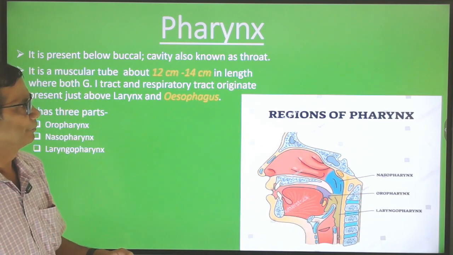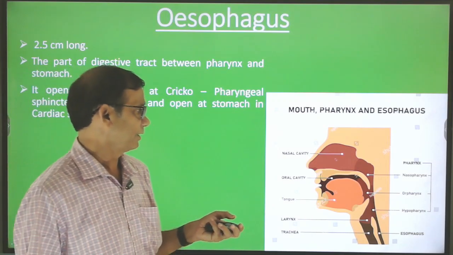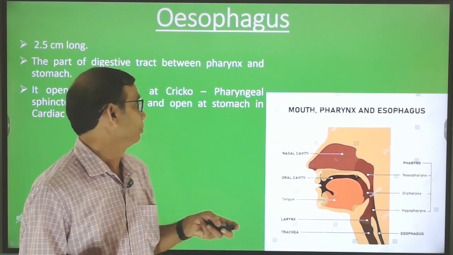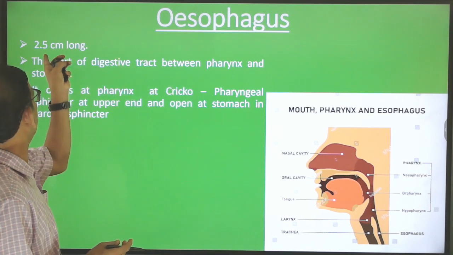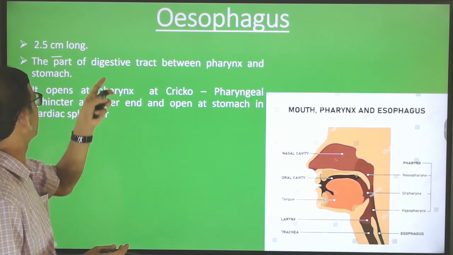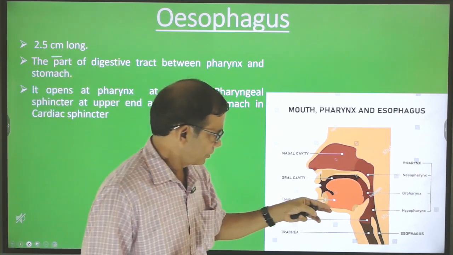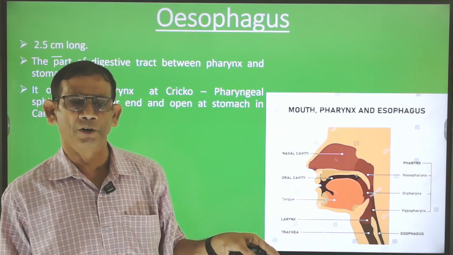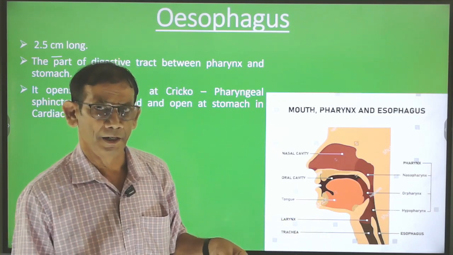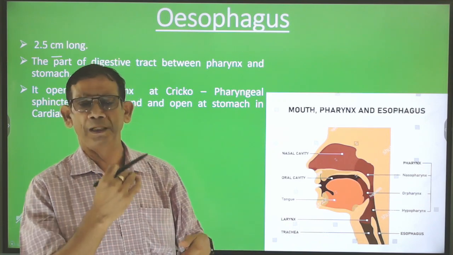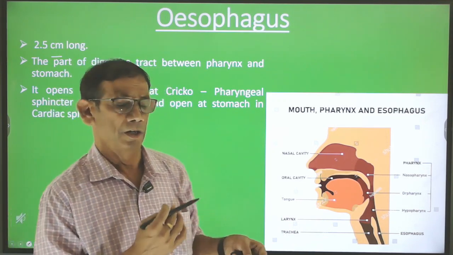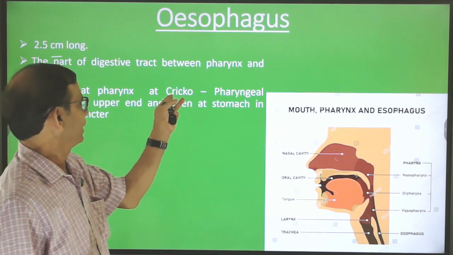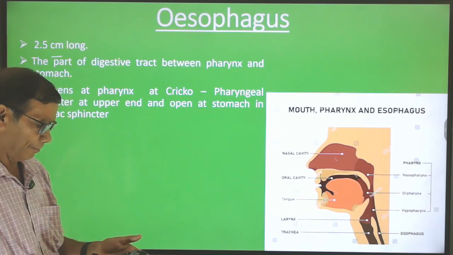Next one is the esophagus. What is the esophagus? Just below the pharynx, there is a small tube which is about 2.5 centimeter long, which opens into the stomach by a valve or sphincter called the cardiac sphincter, and opens just below the laryngopharynx by an opening called the cricopharyngeal sphincter.